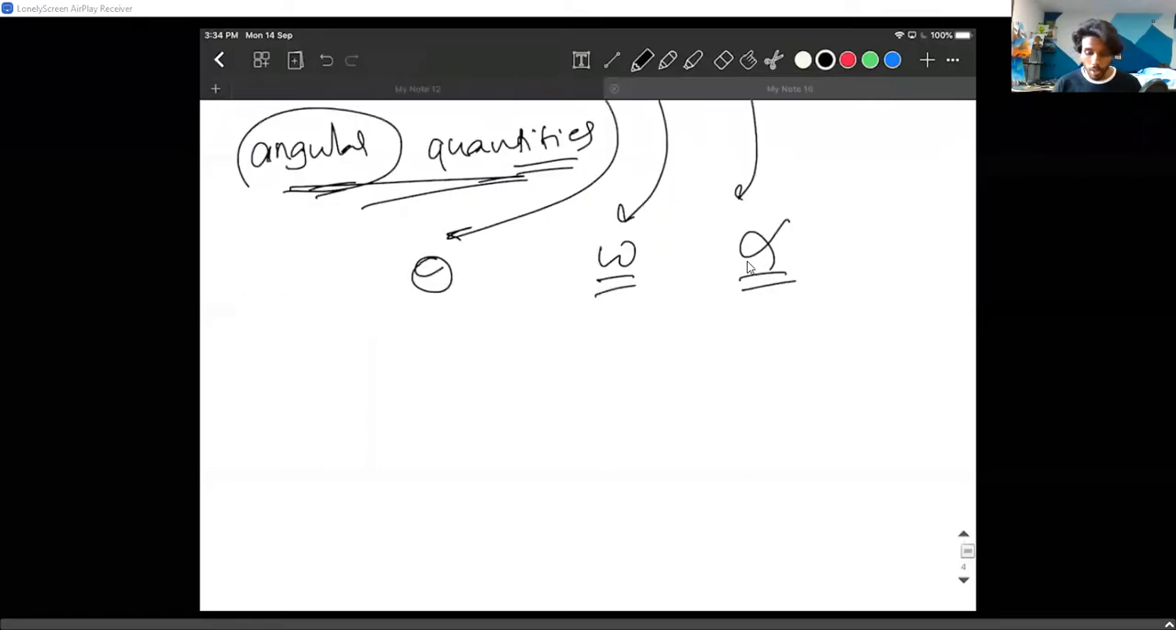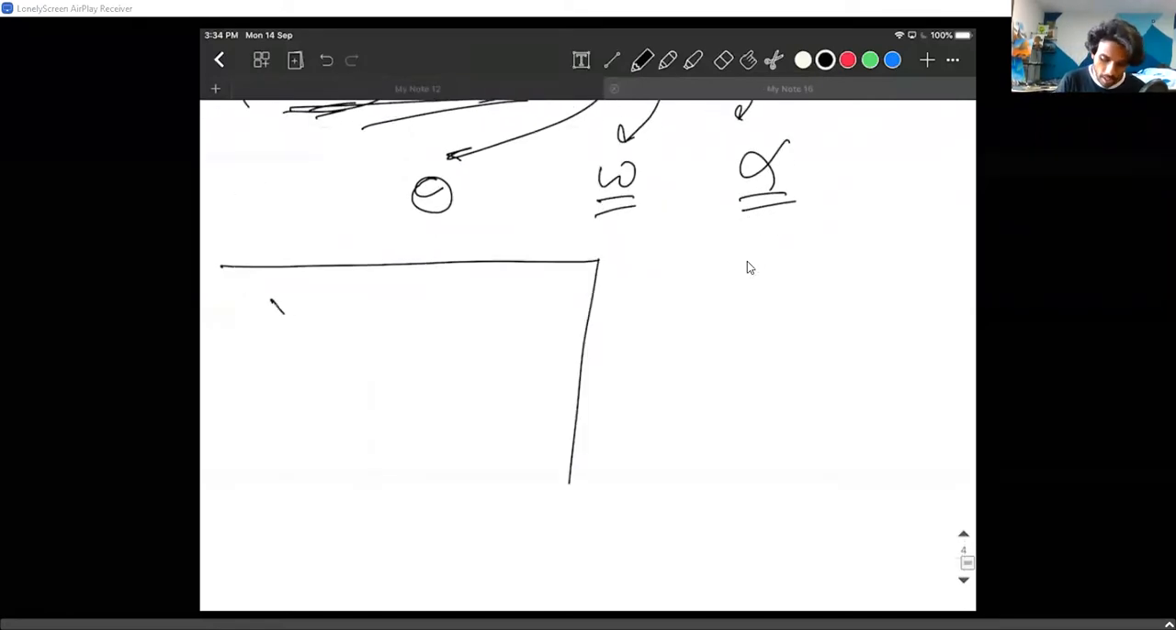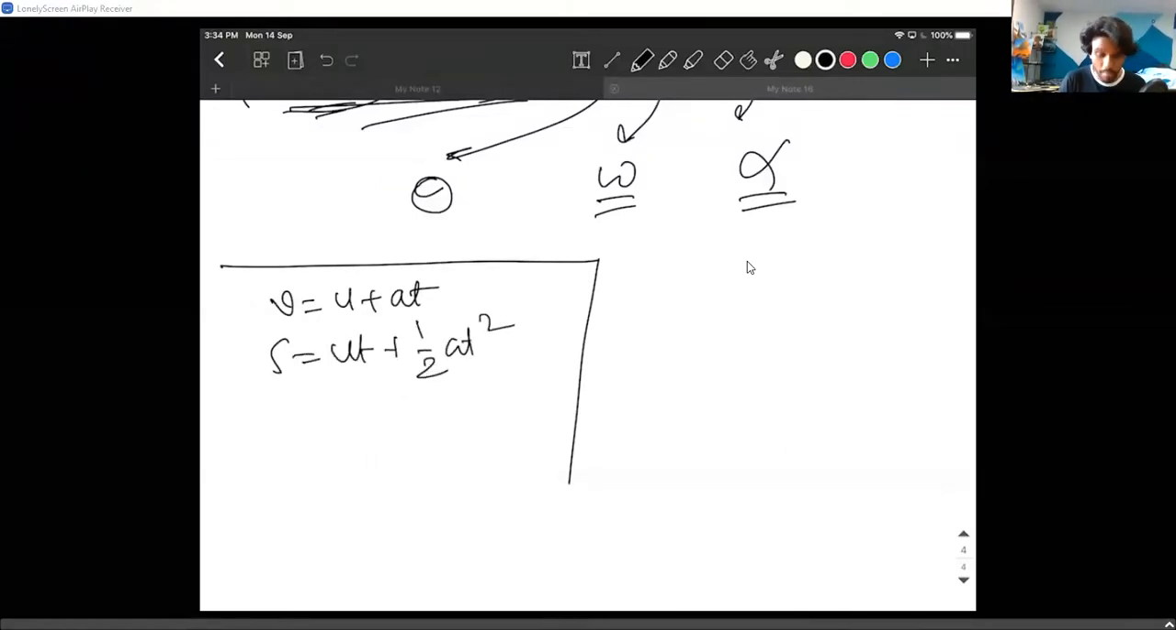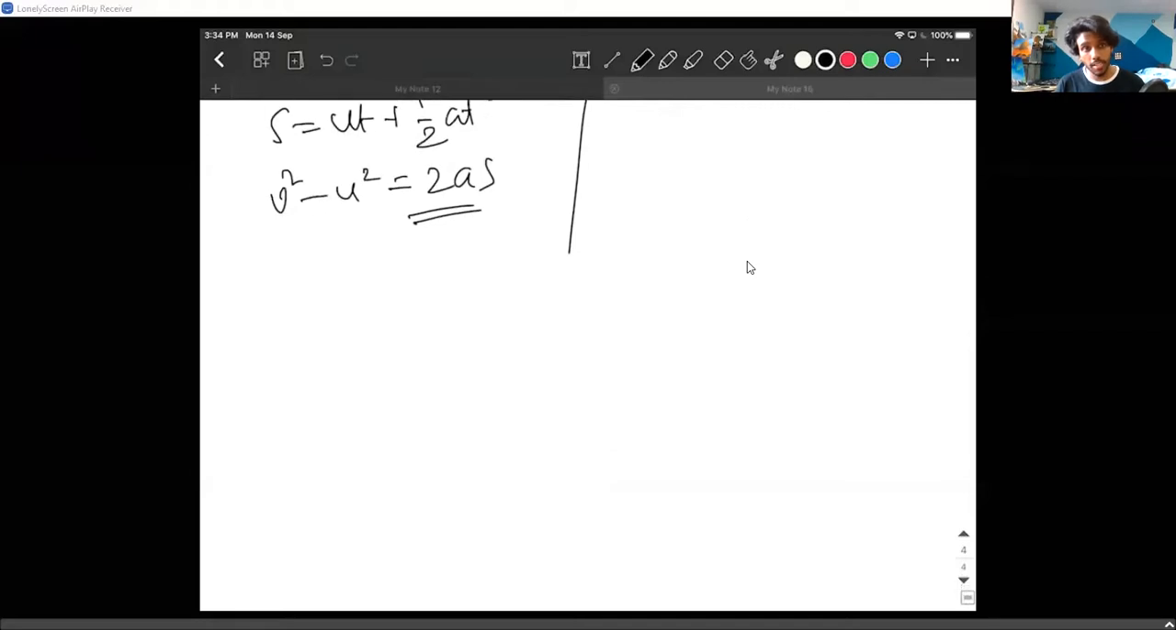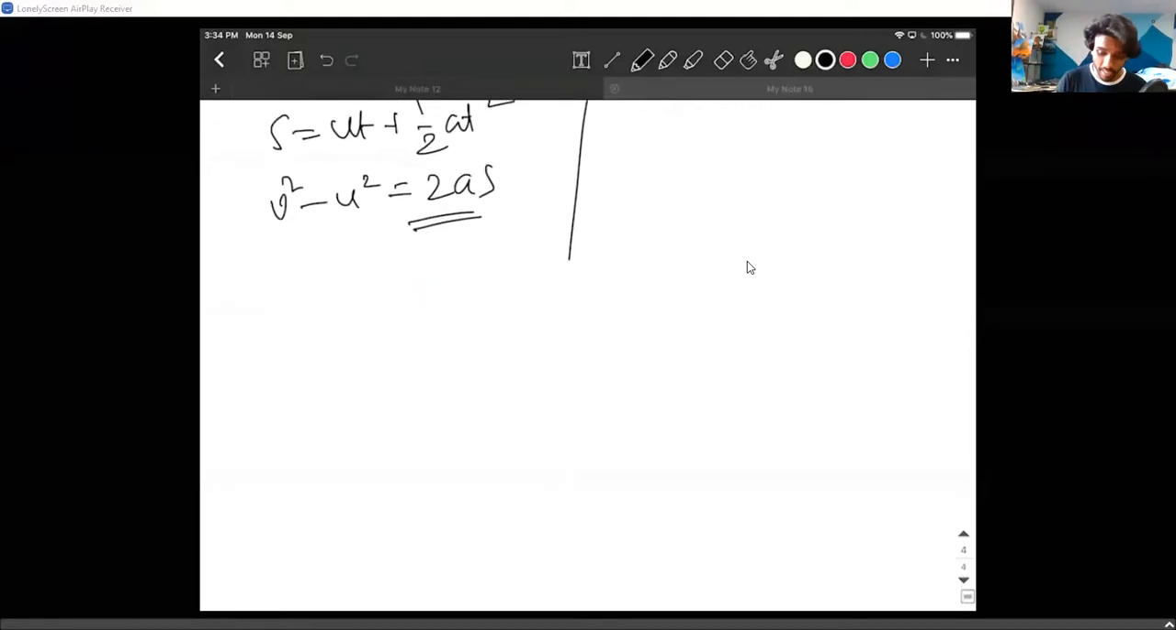Now, do you remember how we came up with these formulas? V equals U plus AT, S equals UT plus half AT square. Everyone remembers these equations, right? But I hate these equations, as you all know. Do you remember how we actually approached these equations?